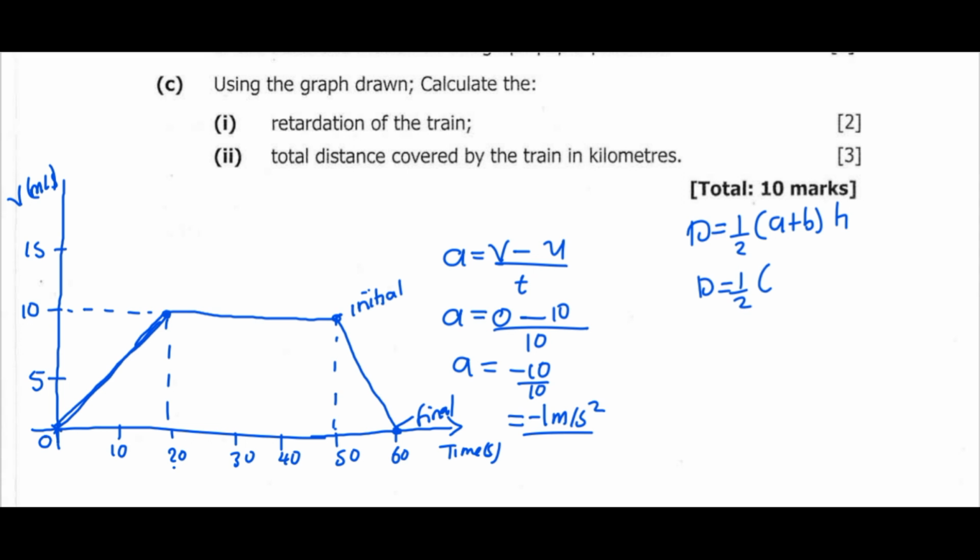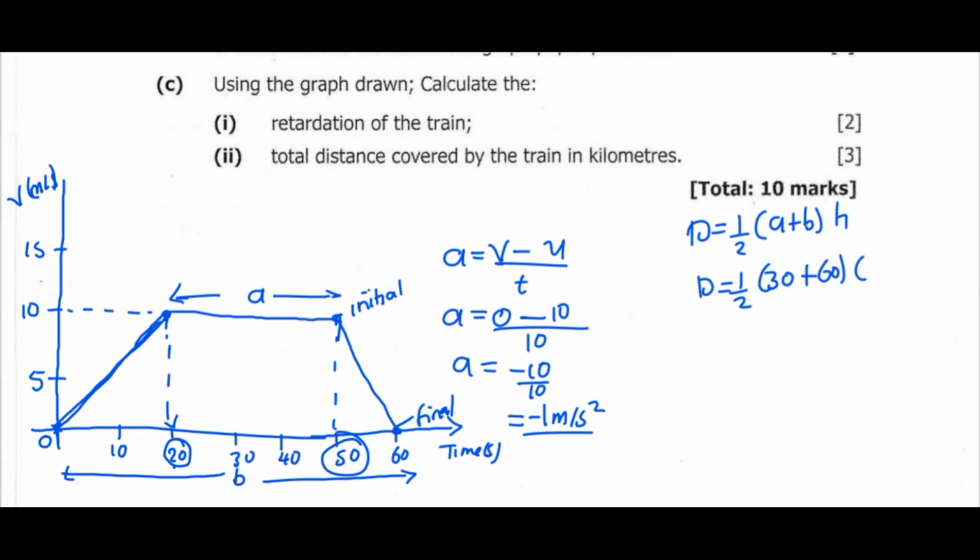So half a is this distance here up to here. So we need to move down on the x-axis. So it's 20, then here is 50. So we need to subtract 50 minus 20. So our a is 30, plus b. B is just this distance from the 0 point here up to here. So you just get 60.